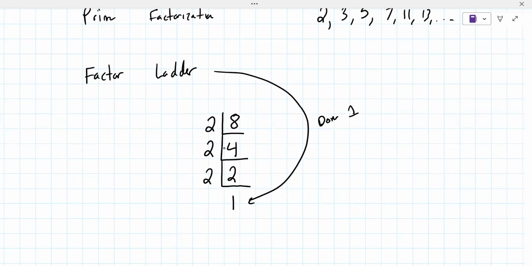Okay. Now, the prime factorization are these numbers on the outside of the ladder. This is meant to look like a ladder over here. I don't know if it does or not, but that's what it is. Yeah, it does. So the prime factorization is 2 times 2 times 2. Okay.